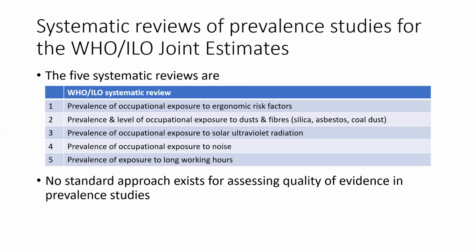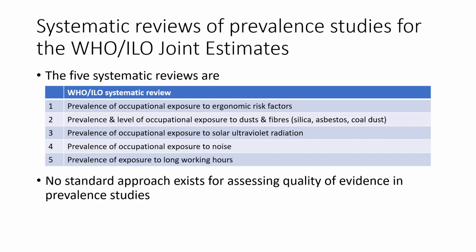The WHO ILO systematic reviews of prevalence studies are listed here for you. As I mentioned before, we're currently conducting 5 of these, and you can see they concern a broad range of different occupational risk factors, ergonomic risk factors. We're looking at the prevalence and level of occupational exposure to 3 dusts and fibers: silica, asbestos, and coal dust. We're looking at exposure to solar ultraviolet radiation at the workplace, to occupational noise, and also to a psychosocial occupational risk factor, which is long working hours.